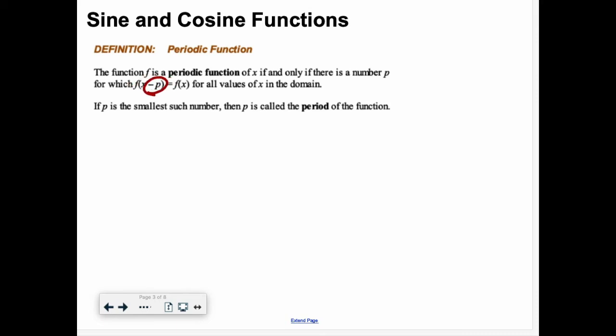And we know from our previous chapter that subtracting inside the parentheses is a horizontal translation. So I should be able to shift this periodic function over, and this is subtraction, so I'm going to be able to shift it over to the right until it's able to completely overlap the original. Now, if p happens to be the smallest such number, we call it the period. And we're about to take a look at exactly that on GeoGebra.